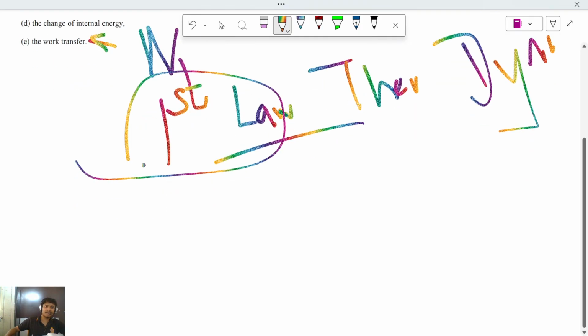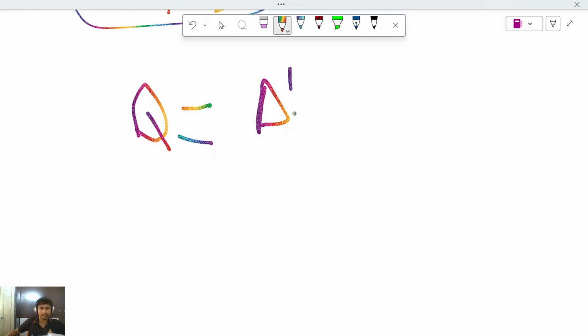That's the first law. Therefore, there is an equation: Q is equal to delta U plus W.